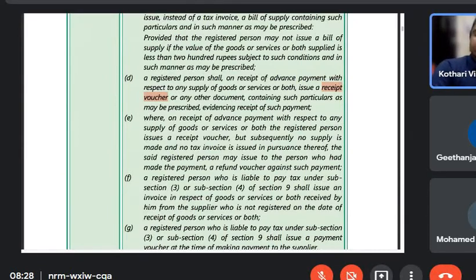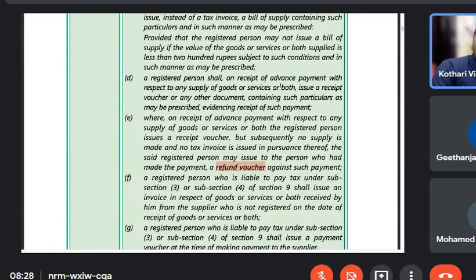Where a receipt of advance payment with respect to any supply of goods or services or both, the registered person issues a receipt voucher, but subsequently no supply is made and no tax invoice is issued in pursuance thereof, the said registered person may issue to the person who made the payment a refund voucher against such payment.